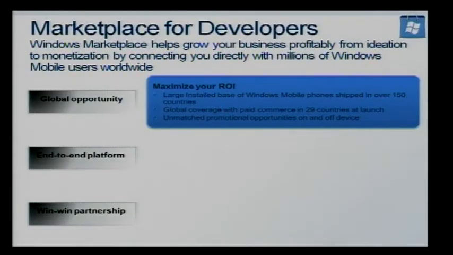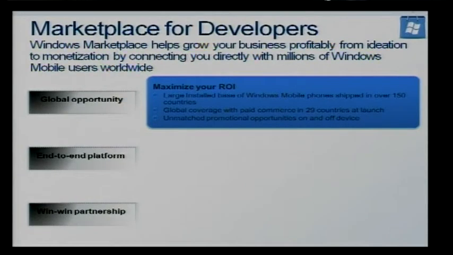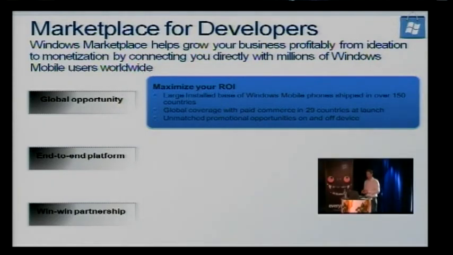So, maximizing your return on investment. Windows Mobile phones today ship in over 150 countries. The paid application area will cover 29 markets. And there'll be unmatched promotional opportunities on and off the device. I think one of the things that's very exciting for you as developers is the opportunity here to be very successful with viral marketing, to also create buzz around the applications by email, by getting people to demonstrate it. So a wide opportunity. You can write an application today, and whether you're in Russia, Finland, Greece or Poland, you can monetize that application in the USA, Japan, Singapore, Australia.